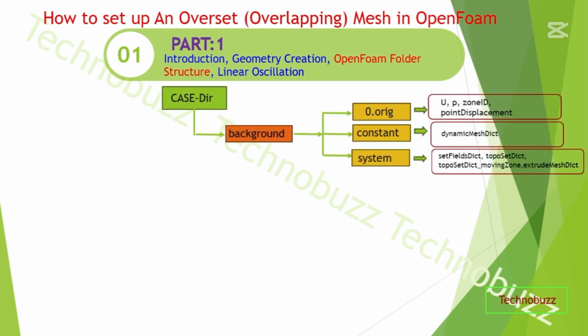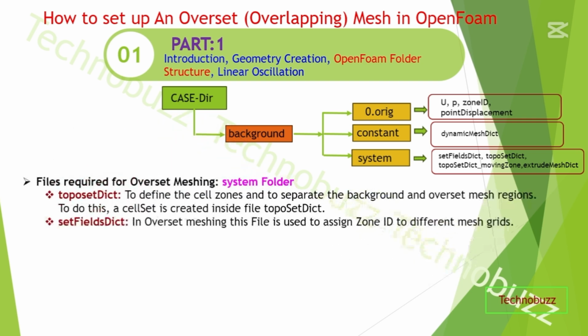As I told, the background directory is the main simulation directory. All final case settings are to be done in this folder only. All other directories such as onBody 1, onBody 2, or in other words, the foreground directories related to moving or dynamic grids, contain only meshing details. The files required for overset meshing are: in the system folder, we need two files, toposet dict and set fields dict.